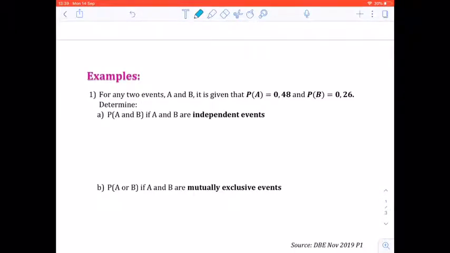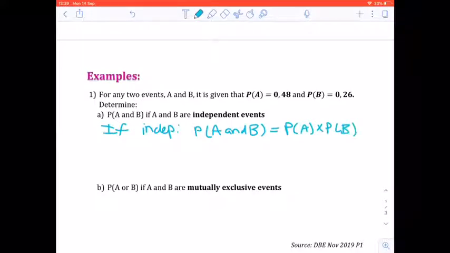Let's move on to some examples. For any two events A and B, it is given that the probability of A is 0.48 and the probability of B is 0.26. Determine the probability of A and B if A and B are independent events. So if they are independent, then the formula that holds true is the probability of A and B is equal to the probability of A times the probability of B. So let's see if that works.